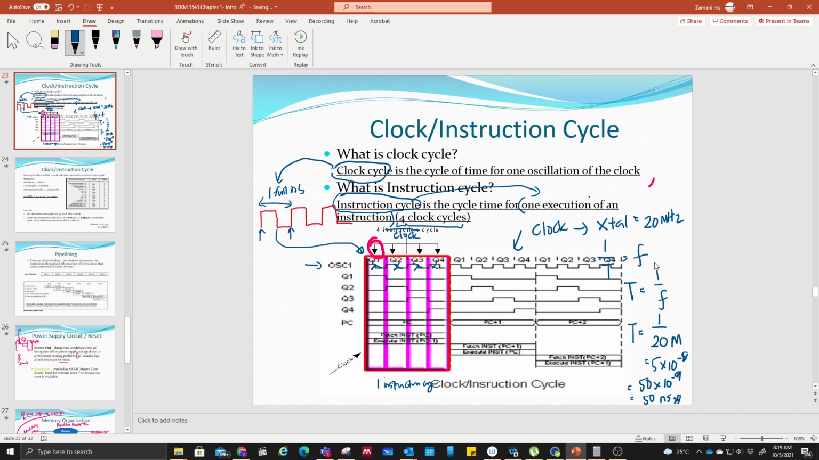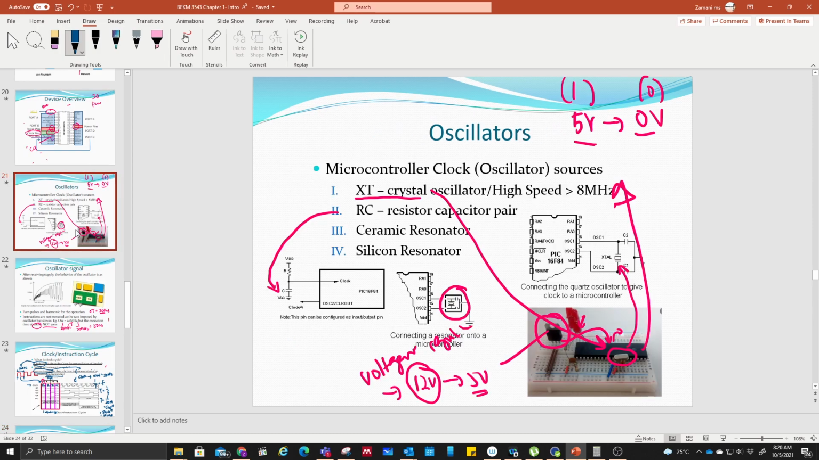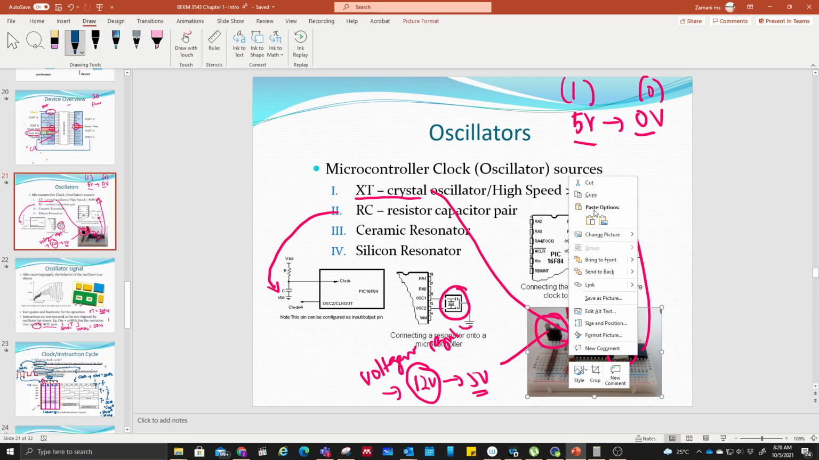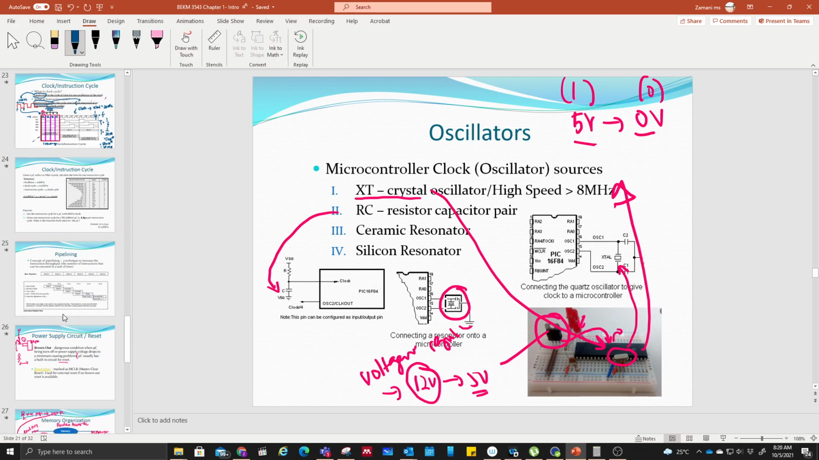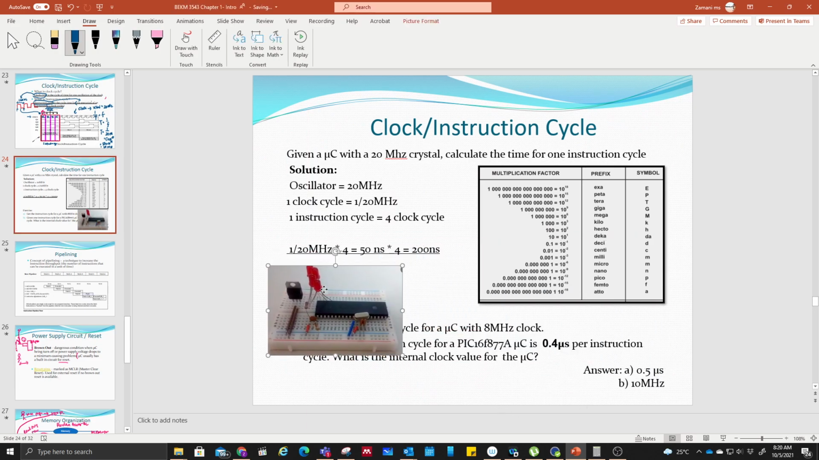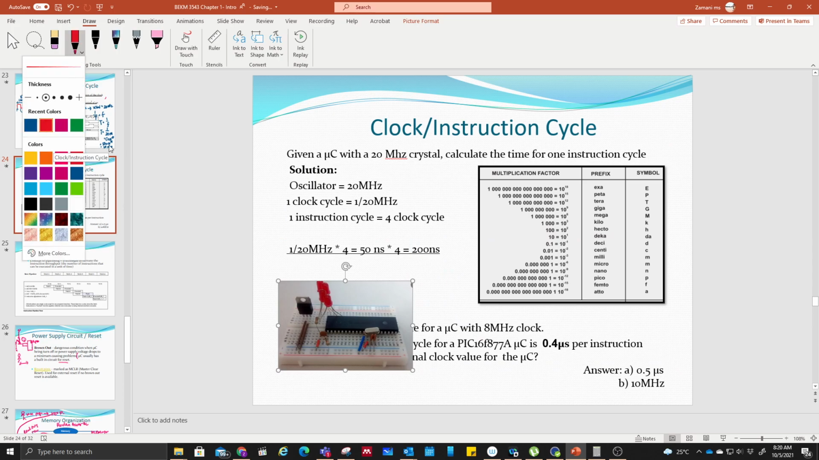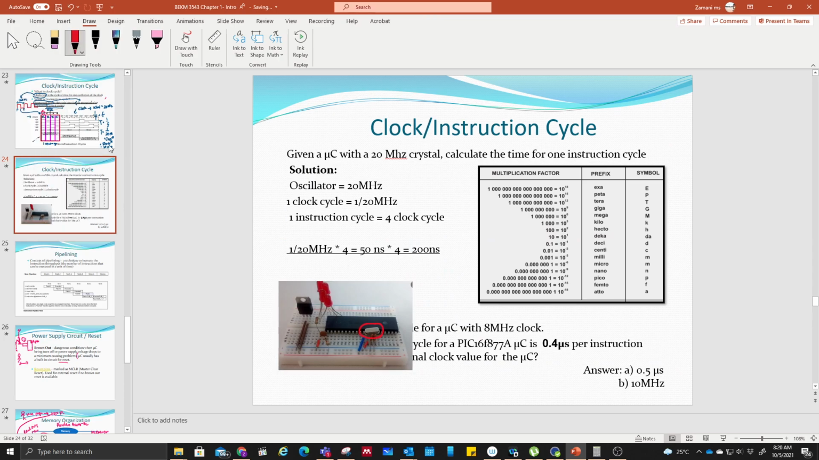Okay, let's look at the example here. The example is asking you the clock and the instruction cycle. Given a microcontroller with a 20 megahertz crystal, you can remember that this is what basically. So I'm going to give the image over here back. So this is the one. The crystal is this one. This is the crystal, so you have to put this one.